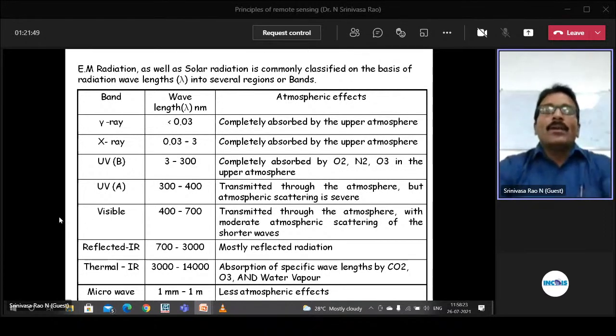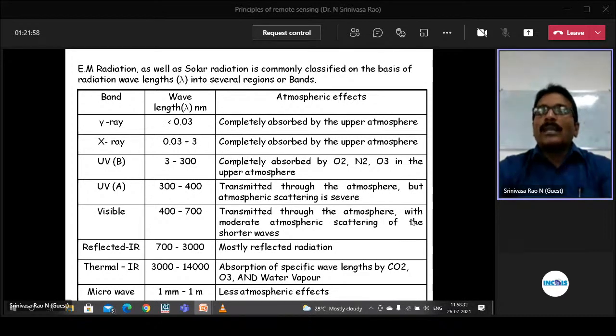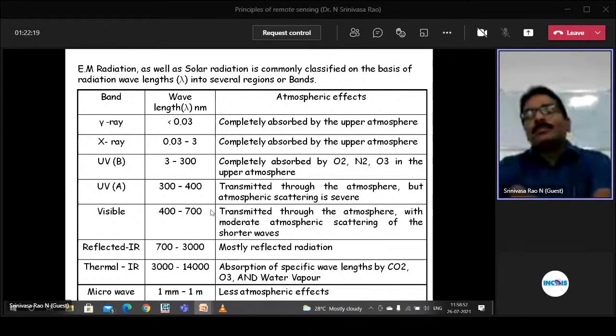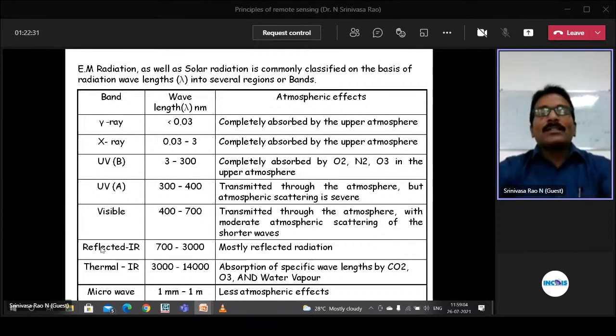Next classification is visible light, 400 to 700 nanometers, transmitted through the atmosphere with moderate atmospheric scattering of the shorter waves. Within this 400 to 700 nanometers, atmospheric influence is less, but some scattering effect is there. Atmospheric scattering is severe at shorter wavelengths. Shorter wavelengths means near 400; longer wavelengths means near 700. That means for blue light, the atmospheric scattering effect is there compared with green and red light, because the wavelength increases. Similarly, the next one is the reflected infrared.